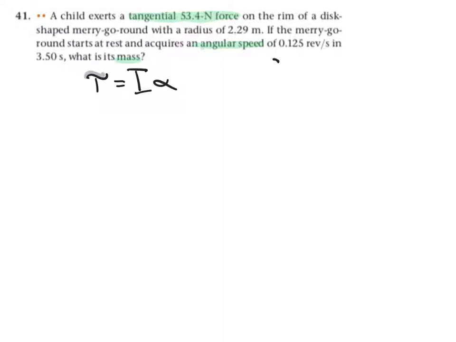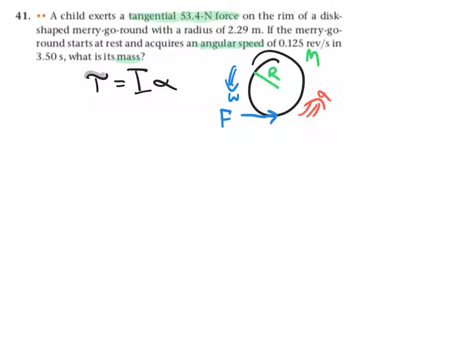So let's have our picture as usual, and we'll say the child is pushing with some force F, the radius of the wheel being, let's say, capital R, and its mass being m, and this produces an angular acceleration, alpha, so as to eventually have a speed, omega, going around. All right, let's start connecting some of these things.